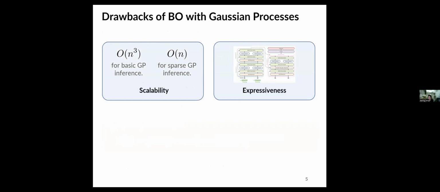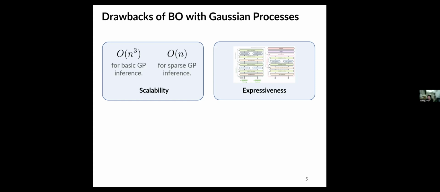Yeah. But as you may also know, there are typically drawbacks with using Bayesian optimization with Gaussian processes. The first is obviously scalability. The most naive way of doing Gaussian process inference is O of n cubed, because you have to take a matrix inverse. And even for relatively simpler cases like sparse GP inference, you still have O of n compute complexity for making every next query. And that is without taking into account that you have to optimize the acquisition function itself.